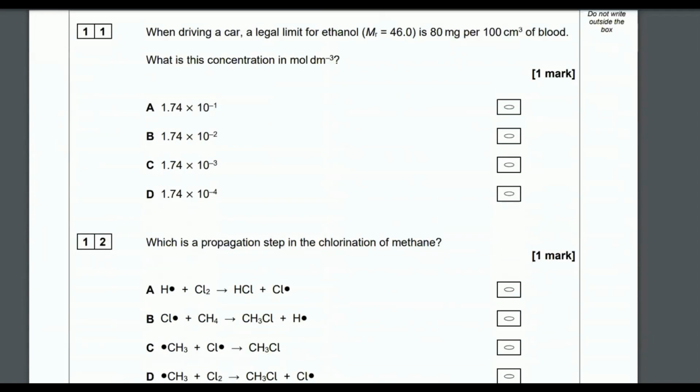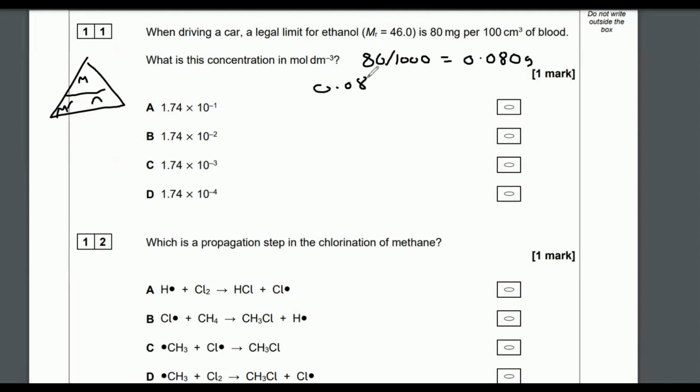Right, 11. When driving a car, a legal limit for ethanol, molecular mass 46, is 80 milligrams per 100 centimeters cubed of blood. What is the concentration in moles per decimeter cubed? So we need to convert our 80 milligrams per 100 centimeters cubed into moles per decimeter cubed. A couple of ways you can do this.